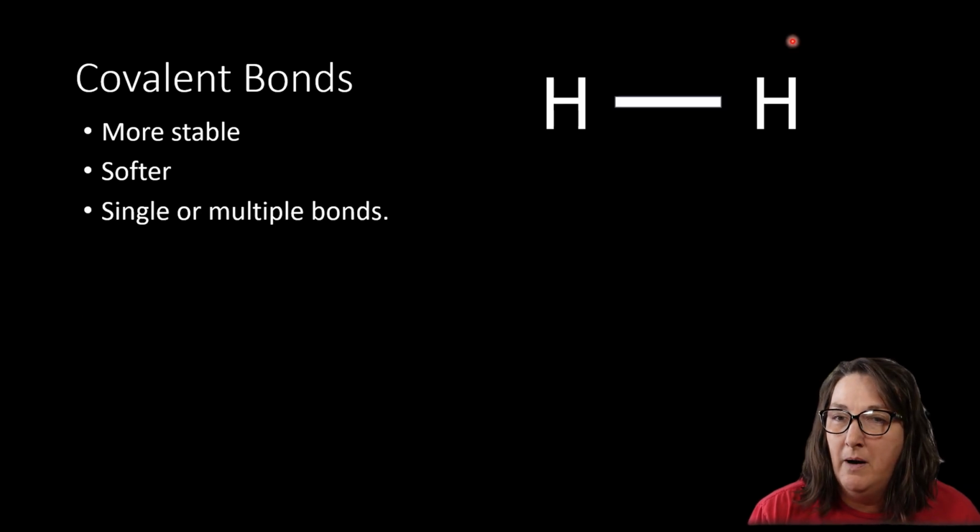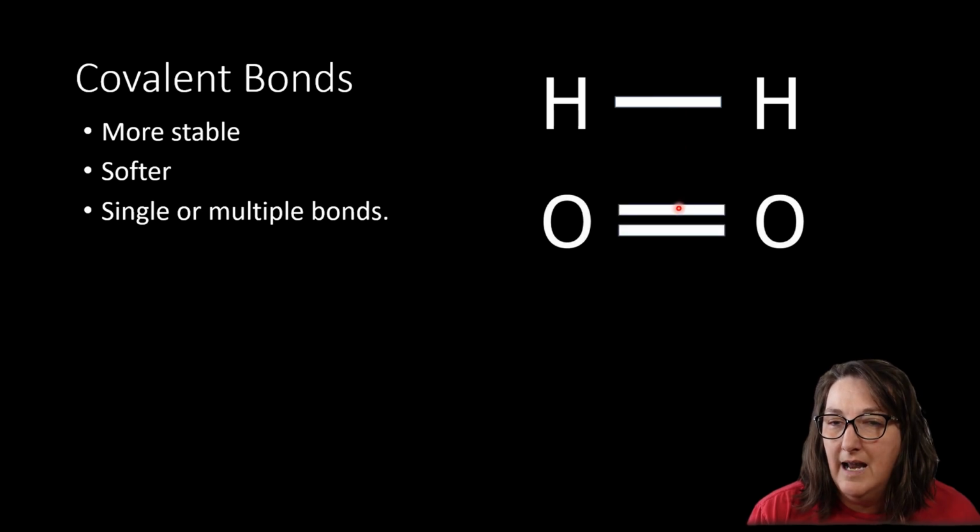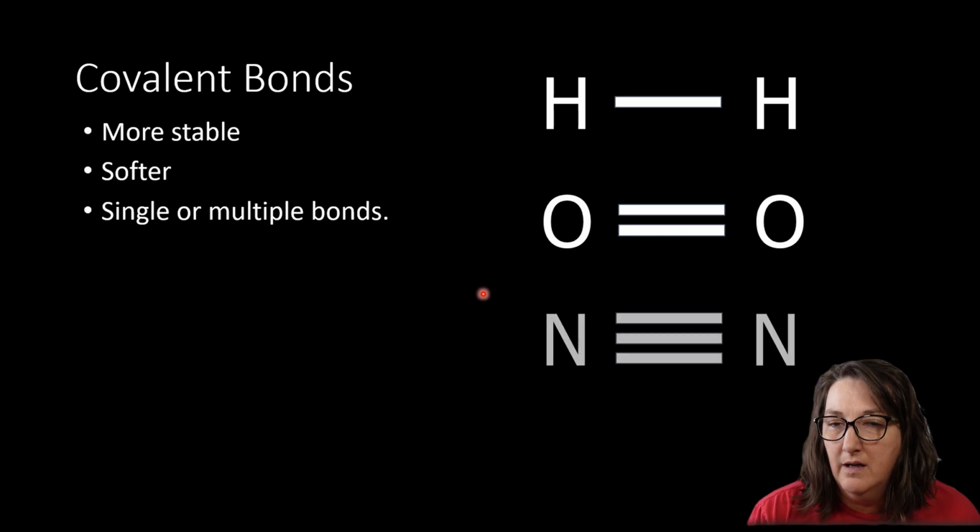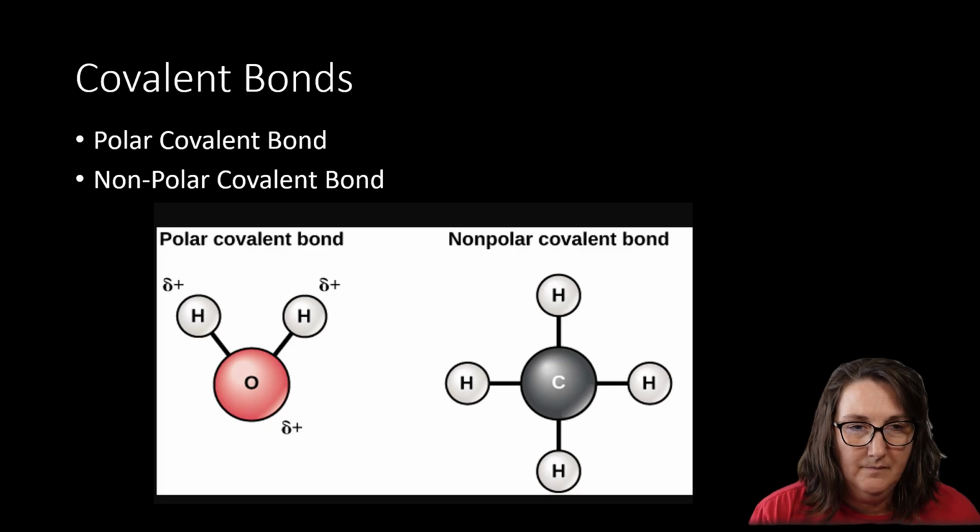I can have different bonds. I can have 1 electron pass back and forth. I can have what's called a double bond where 2 electrons pass back and forth. A triple bond is when I have 3 electrons passing back and forth. So each of these lines represents 1 electron moving back and forth.